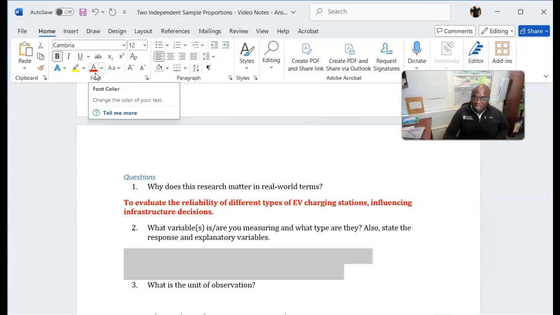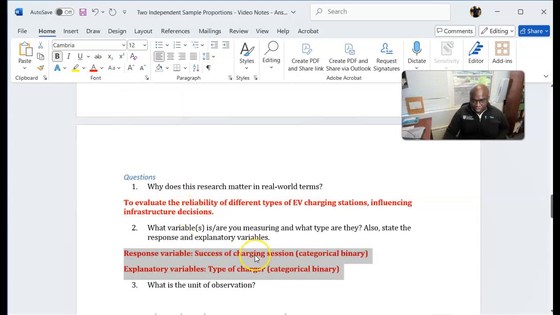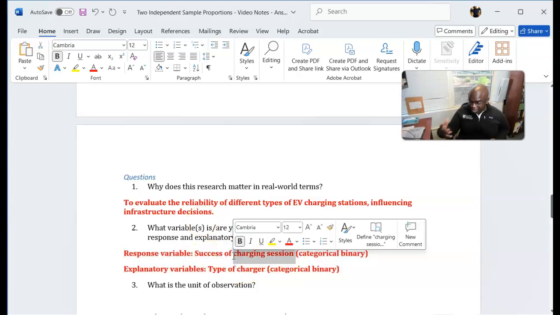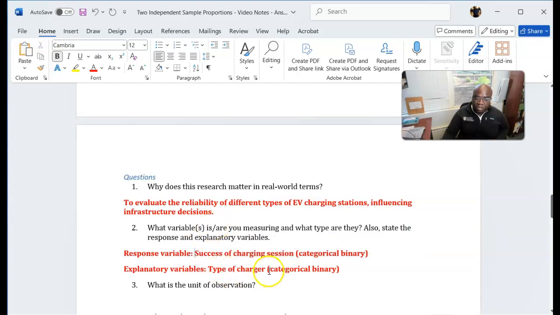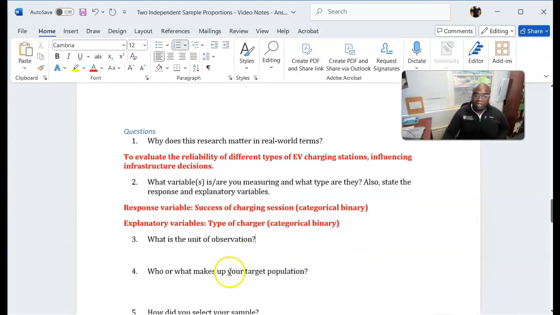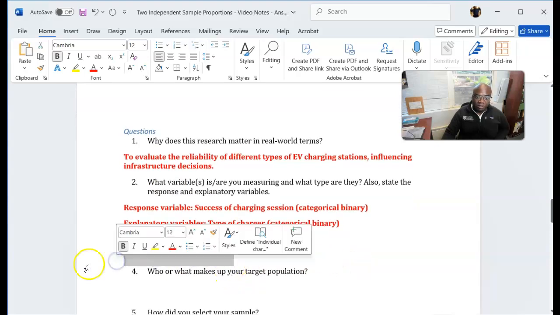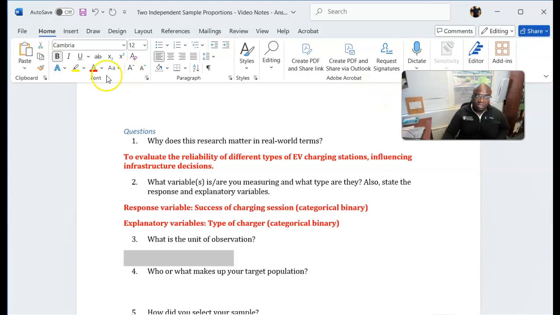One variable is the type of charger, A or B, and the other variable is whether a car charges or not. Okay? So whether it actually succeeds in charging is going to be our response variable, and the type of charger, A or B, is going to be our explanatory. Both variables for two independent sample proportions will be categorical binary. The actual observation is going to be what? An individual charging session. Okay, the actual charging session.